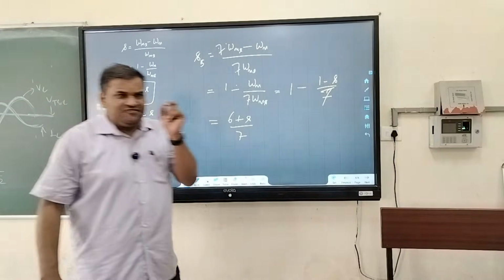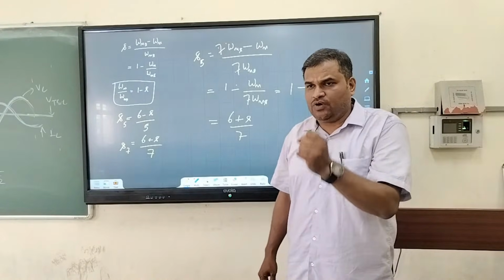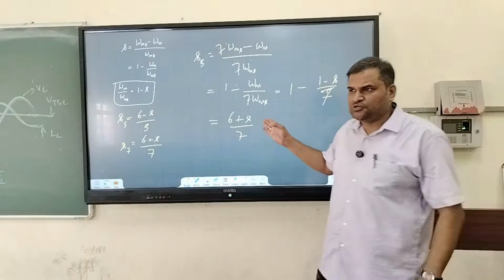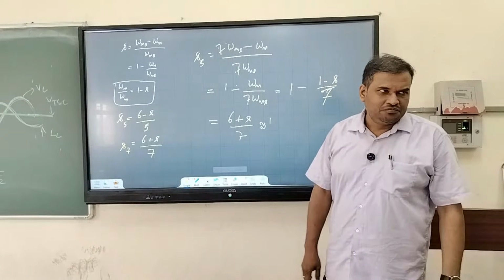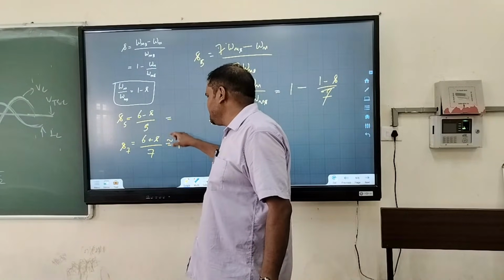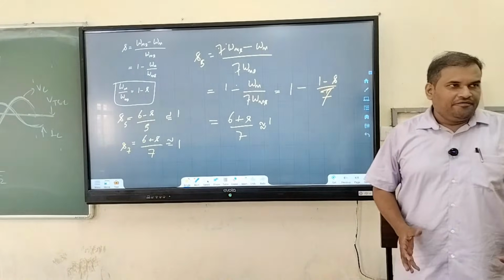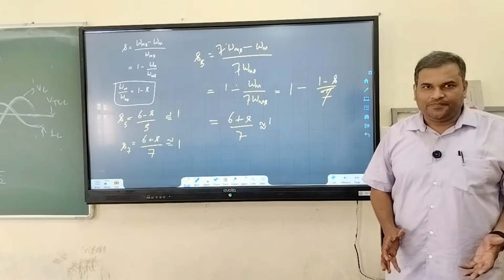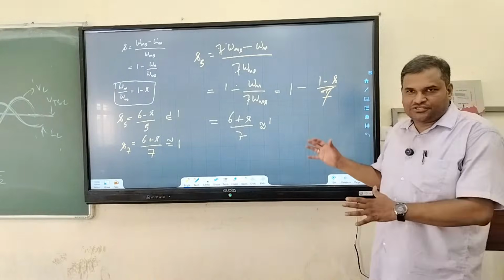Now tell me, what is the value of s? How does it vary? It varies from s equal to 0 to s equal to 1. If I vary s from 0 to 1, these values are approximately equal to 1. I'm going to put this in the equivalent circuit. Okay, this is understood, right?